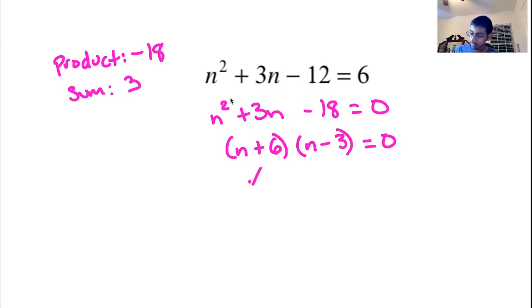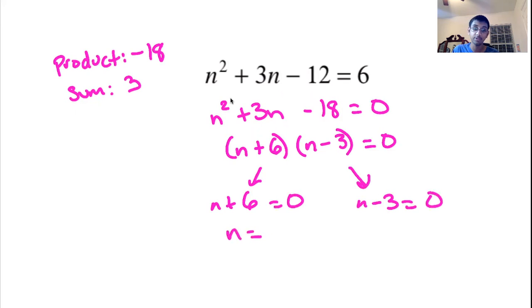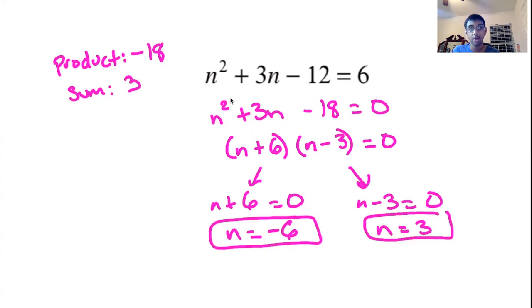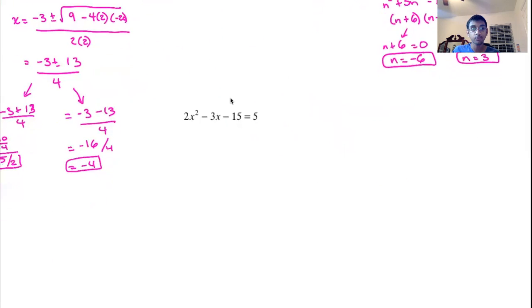So from there, we would make two equations. N plus 6 is equal to 0, and n minus 3 is equal to 0, right? So then we'd make this into n is equal to negative 6, and n is equal to positive 3. And there we go. Those are our answers for that one. Now let's do this last one.